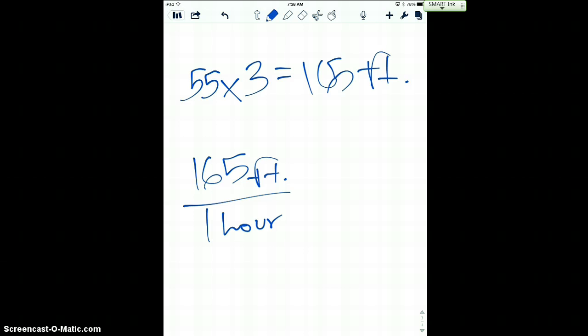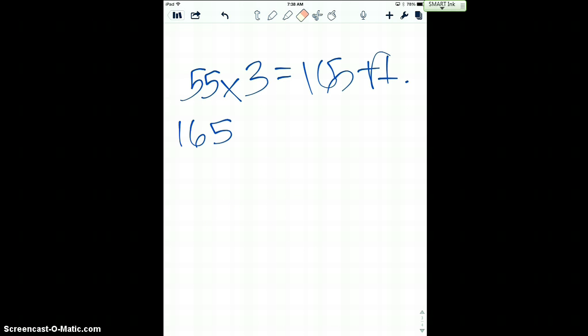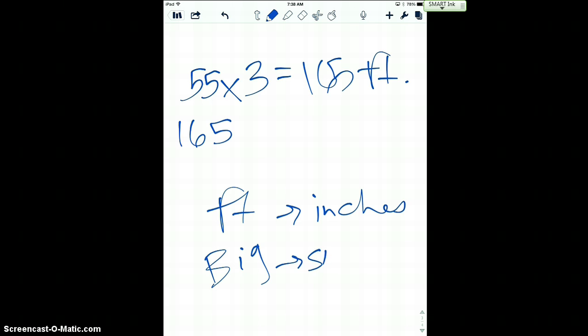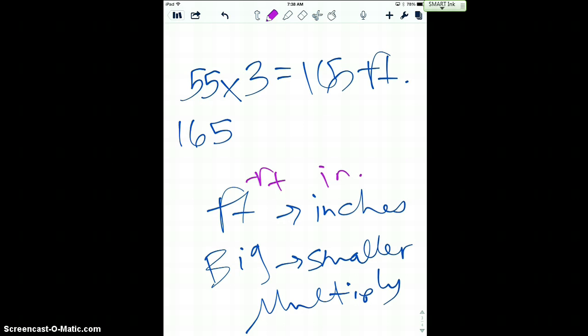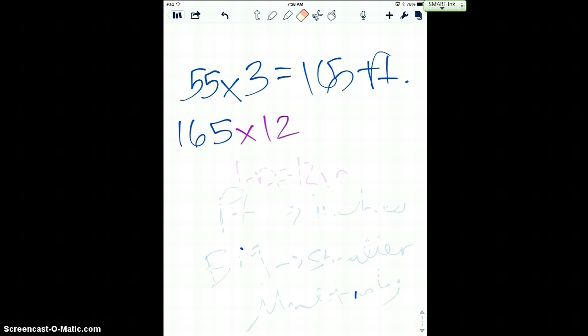Now let's do one more conversion. Let's change that 165 into inches. So now we're going from feet into inches. So again, we're going from a bigger unit to a smaller unit. So we're going to have to multiply. And what is that conversion factor that we're using? Feet into inches. Every foot, there's 12 inches. So we're going to take 165 and multiply it by 12. It's going to be a lot of inches, but that represents the same distance as 55 yards.